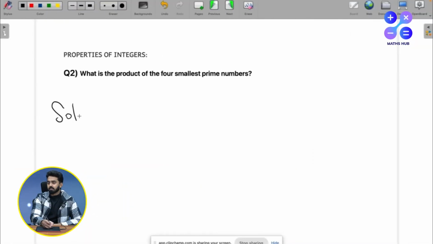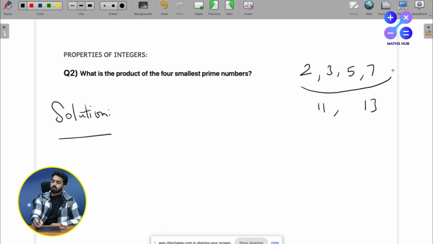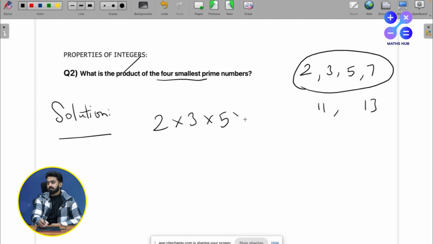What is the product of the 4 smallest prime numbers? Right. So as you can recall, if you start with the smallest prime number, which is 2, we have 2, 3, 5, and 7. And after that you have 11, 13, and so on. But you need only the 4 smallest, right? So the 4 smallest, and we need the product. So the product would be 2 times 3 times 5 times 7.